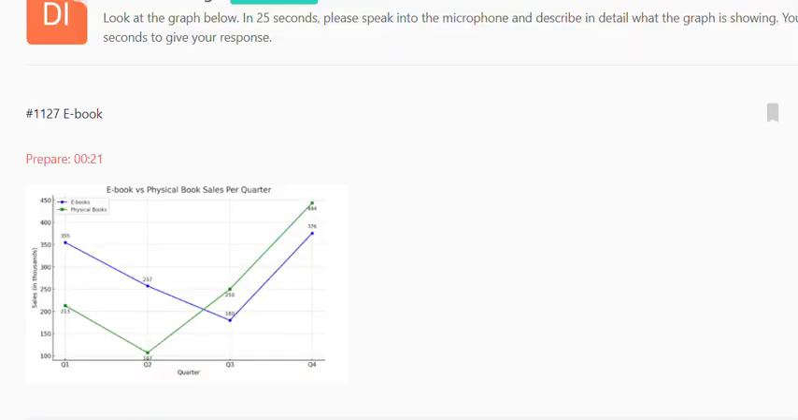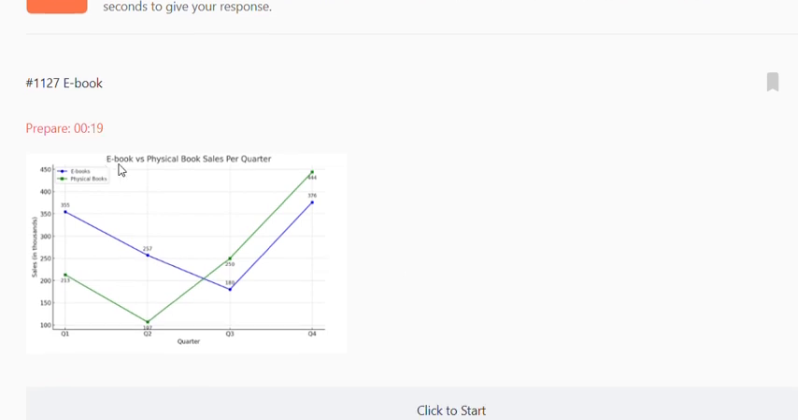Okay, moving to the next. This is ebook. Ebook versus physical book sales per quarter. The highest sale for physical books is in quarter 4.